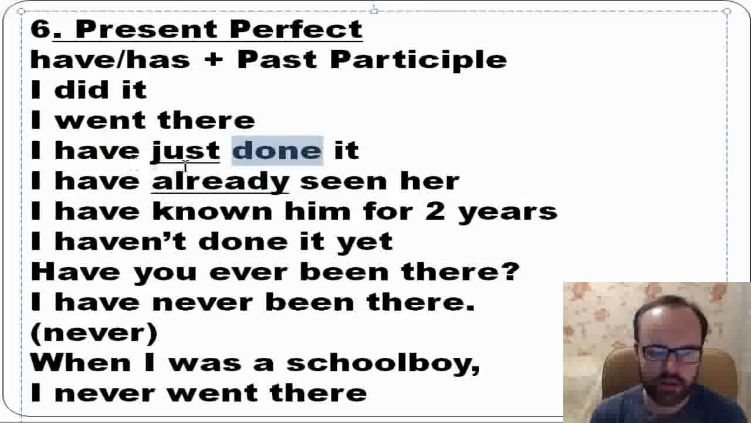So if you have just, yeah, it has this meaning, you need to use present perfect. Already, I have already seen her. I have known him for 2 years. I haven't done it yet.